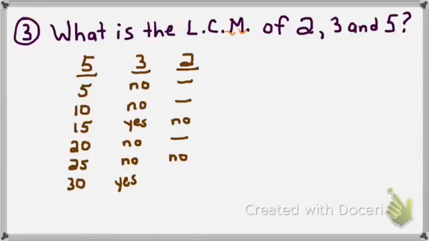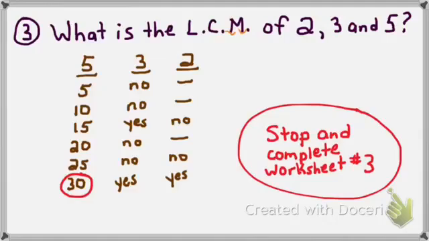What about 2? When I go through my 2 times tables, do I say 30? Well, I might not know that for sure, but look at the last digit in the 30. That's a 0. And I know from my divisibility rules that 30 has to be divisible by 2 because it ends in an even number. So that answer has to be yes, simply by my divisibility rules. Therefore, the least common multiple of 2, 3, and 5 is 30. Please stop the video and complete worksheet number 3 right now.